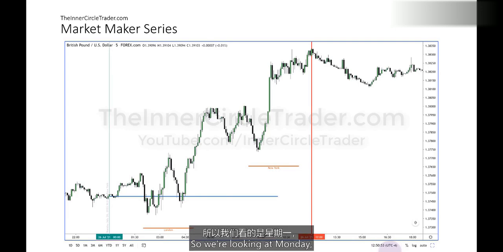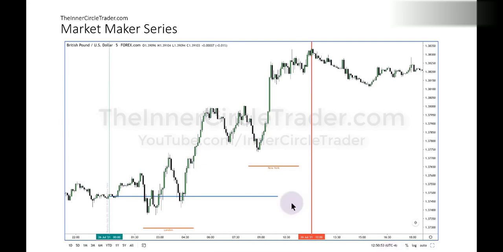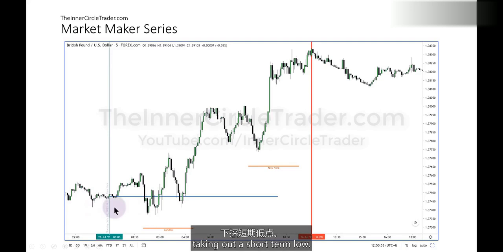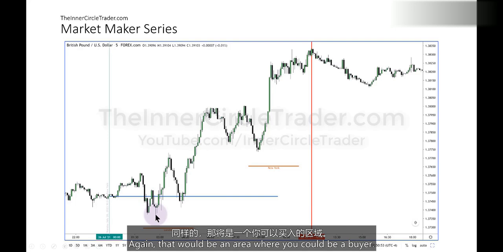So we're looking at Monday, July 26, 2021 on a 5-minute chart. Opening price at midnight, price meandering around, trading down into London, taking out a short-term low. As soon as that happens, you want to see, does it show a willingness to want to rally? It does. Then it retraces back down again, takes out a short-term low. Again, that would be an area where you could be a buyer.